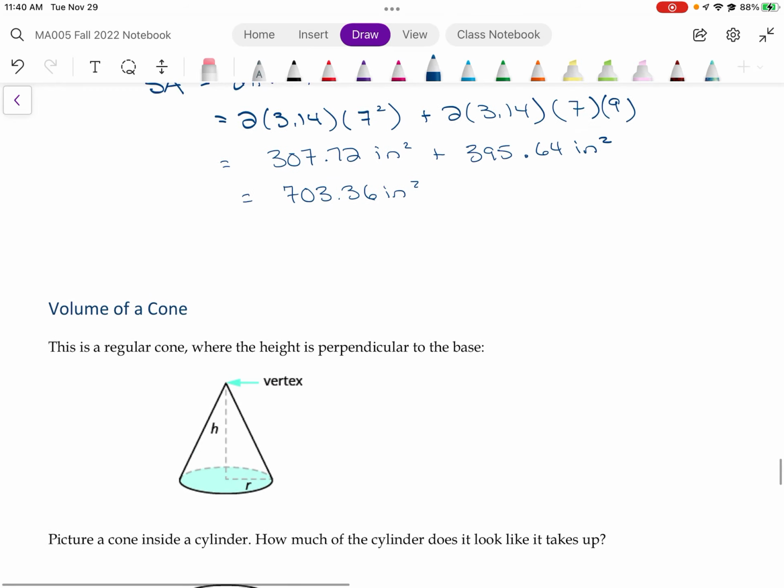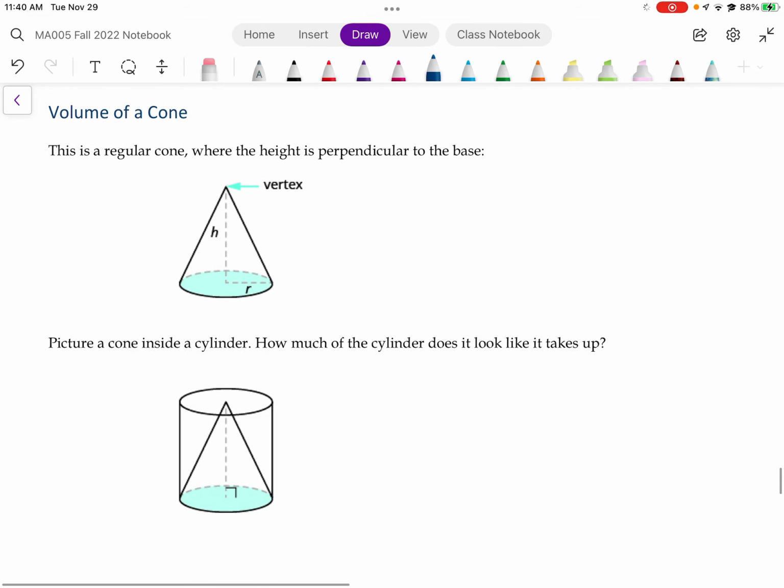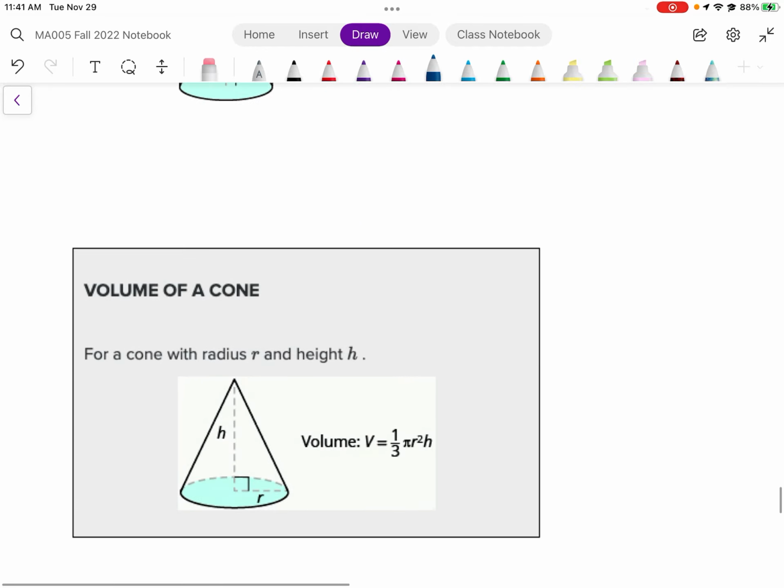Okay. All right, last topic here is this is a regular cone. So we're going to do volume of a cone. The height is perpendicular to the base. That's what regular means. It's everything is kind of square. So picture a cone inside a cylinder. How much of the cylinder do you think it takes up? So remember, a cylinder is pi r squared h, and this actually takes up 1/3 of the cylinder. So the formula is 1/3 pi r squared h. It's just the cylinder, but a third of it.